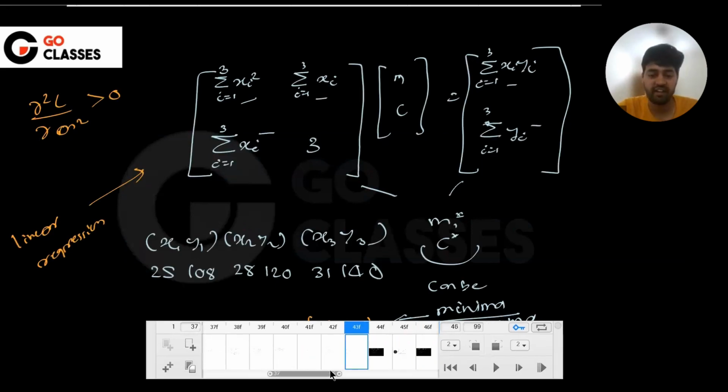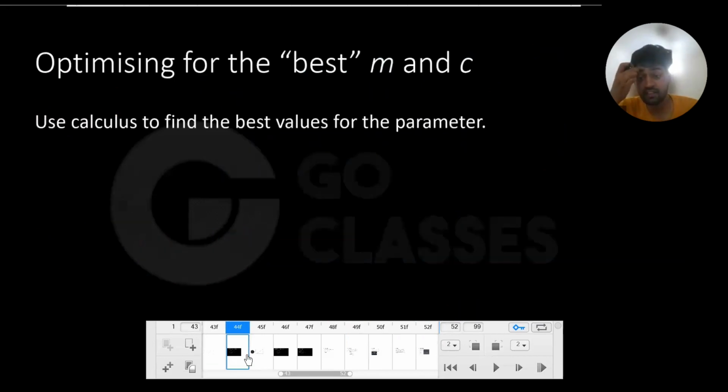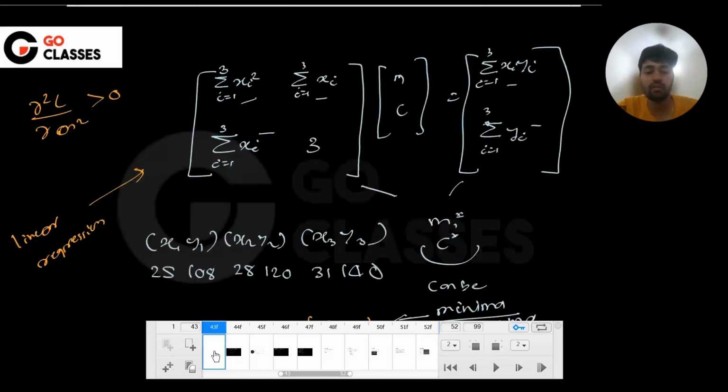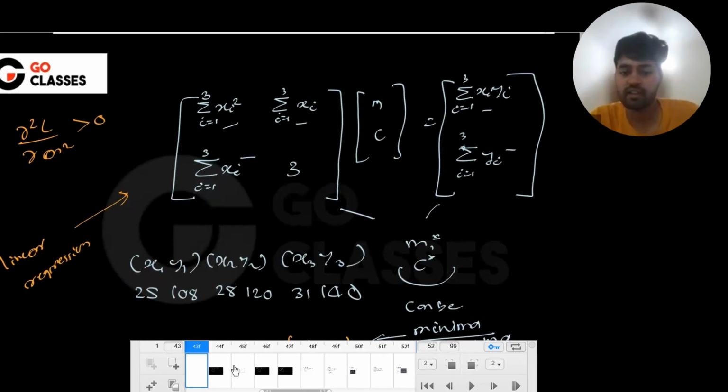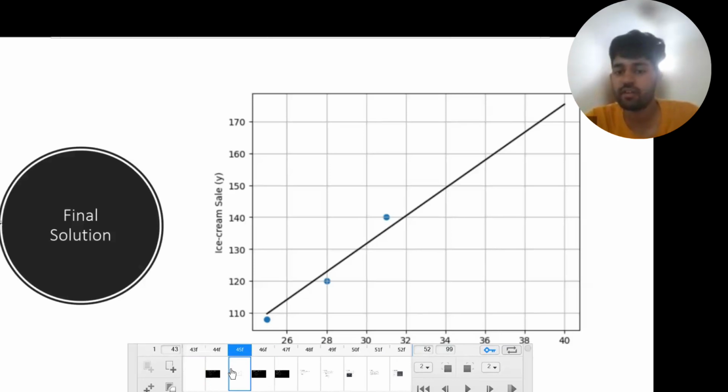So again, we can solve this in the class, but for the sake of time, let us just plot this. So I solved this problem. Again, you can use computers or you can solve it by hand. And then we basically find the values of M and C and we plot that line. So this is how it turns out.